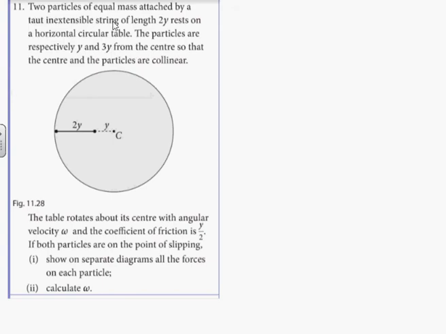Two particles of equal mass attached by a taut inextensible string of length 2y rest on a horizontal circular table. The particles are respectively y and 3y from the center, so that the center and the particles are collinear. Just out of interest, which one do you think exhibits the greater force on it?